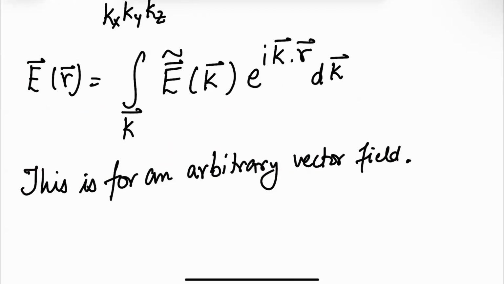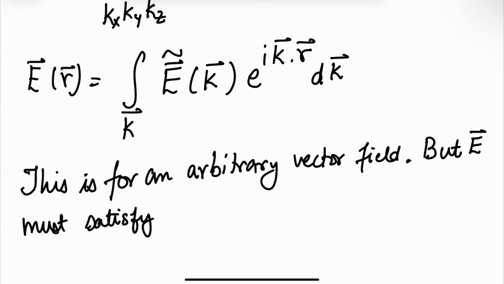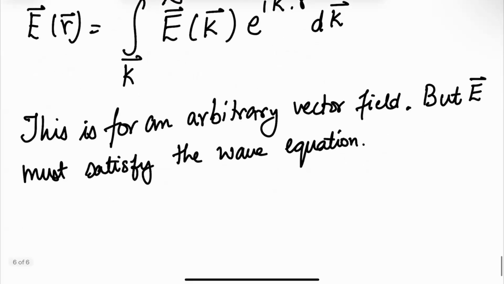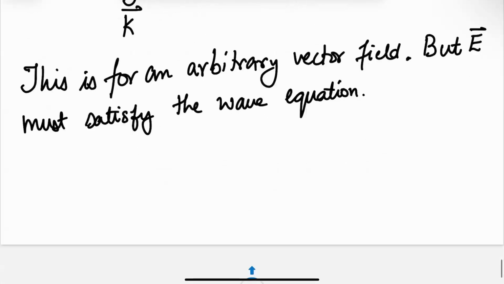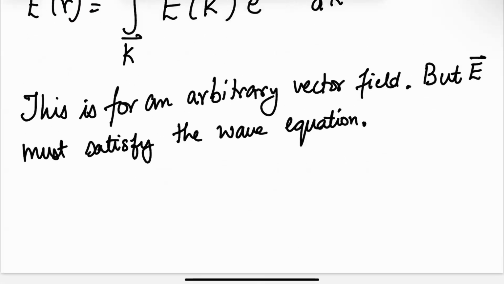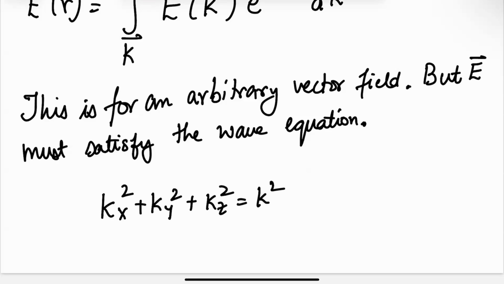But electric field has to satisfy the wave equation in free space. So it cannot be arbitrary, it has to have some structure to it. Essentially the wave equation that the electric field satisfies gives us the dispersion relation: kx squared plus ky squared plus kz squared equals k squared.